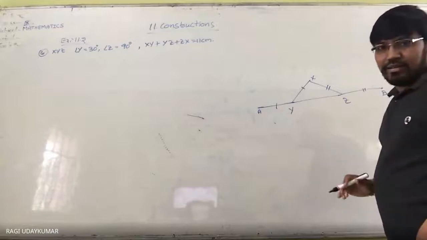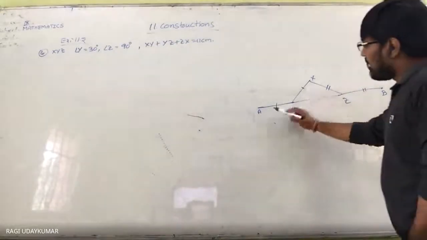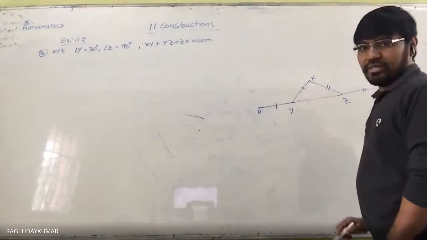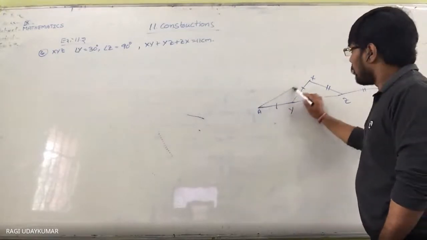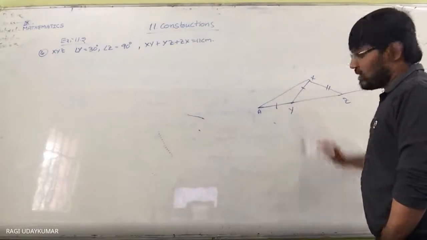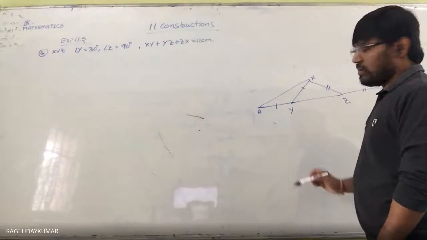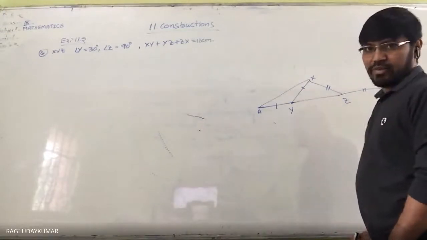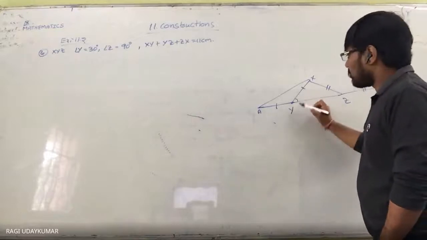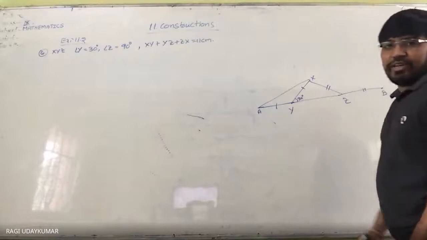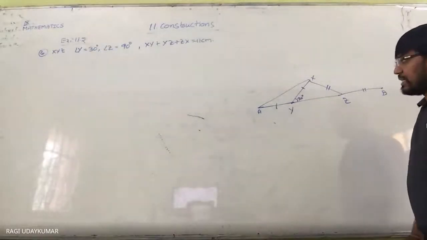But you know that these two lengths are equal. So join point A and the point X. Y will be on the perpendicular bisector of these two. And one more thing: how much is angle Y given? 30 degrees is given.